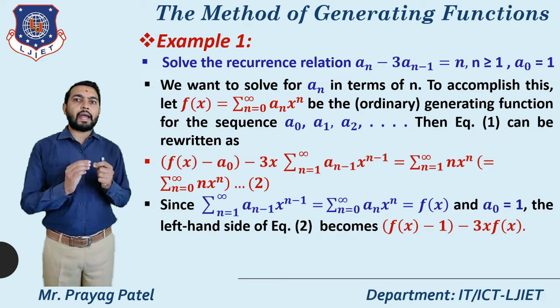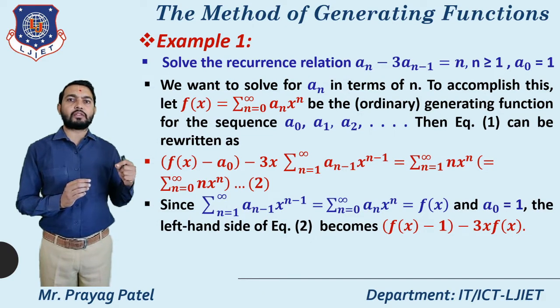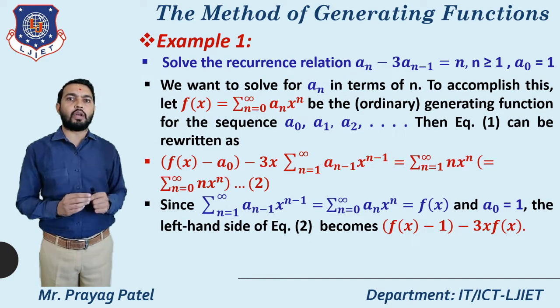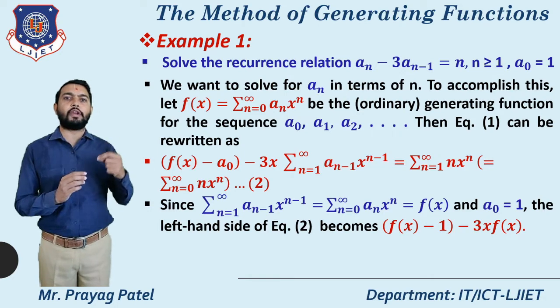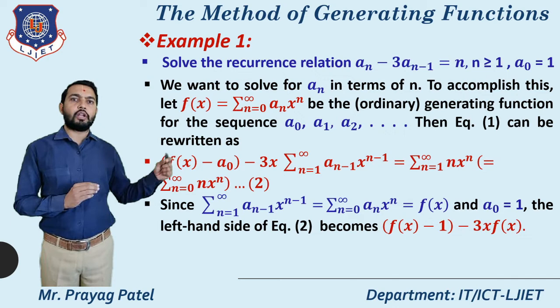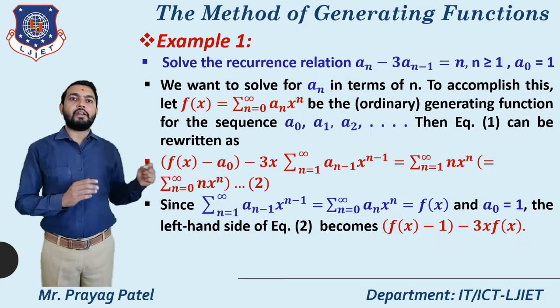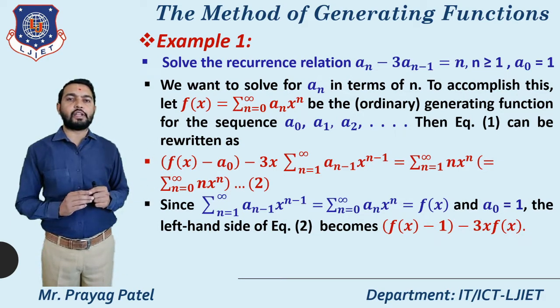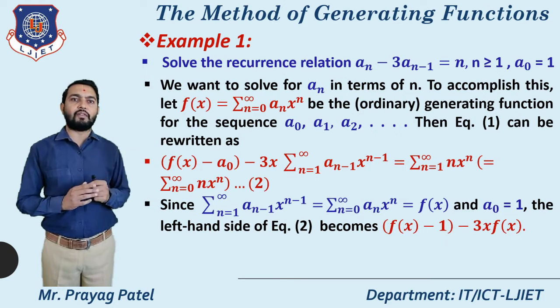Now since sigma n equal to 1 to infinity a_{n-1} x^{n-1} is equal to sigma n equal to 0 to infinity a_n x^n, both are equal. So this is called the function f(x), and we know the value of a0 is equal to 1 according to our given initial value.